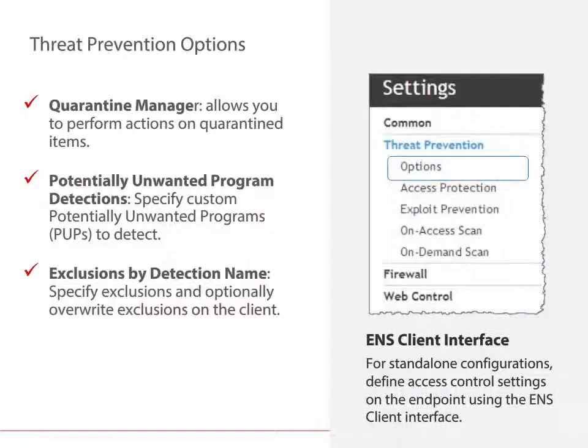The three main features in the threat prevention options that we're going to talk about is the quarantine manager, which actually allows us to perform many actions on any items that have been quarantined. Once again, the potentially unwanted program detections, we can customize our own potentially unwanted programs that we want to detect. And then if you want to exclude any unwanted programs from being detected, how you can set the exclusions for those.